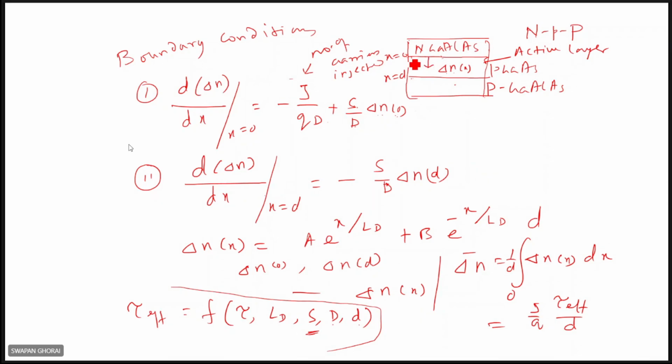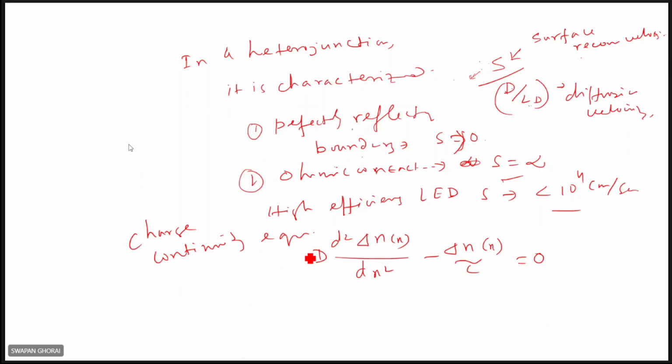To get this delta N, you have to solve the charge continuity equation. That is d2 delta n x by dx2 minus delta n x upon tau. If you see the physical meaning, the first term represents the rate of accumulation of charge, as I just explained, and the second term represents the rate of recombination.